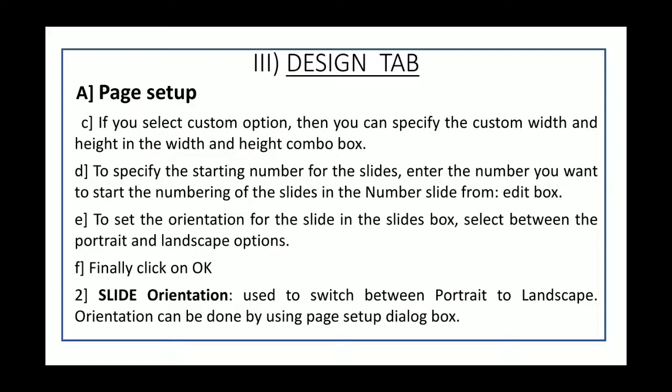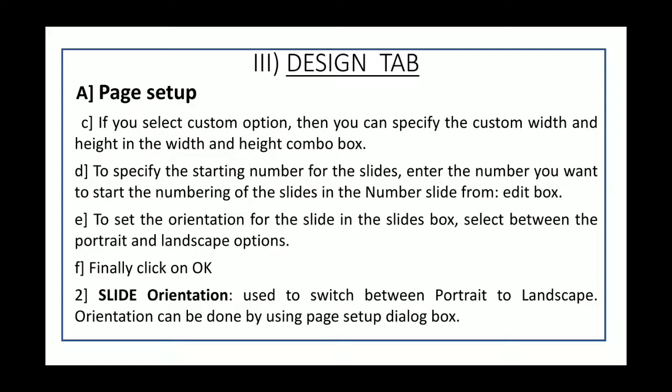To set the orientation for the slide, in the slides box select between the portrait and landscape option. Already I told you, you can select orientation for the slide, portrait or landscape. Finally click on OK. After setting everything, just click the OK button.